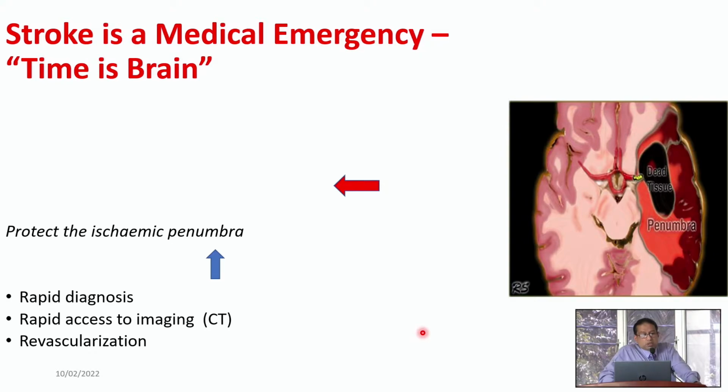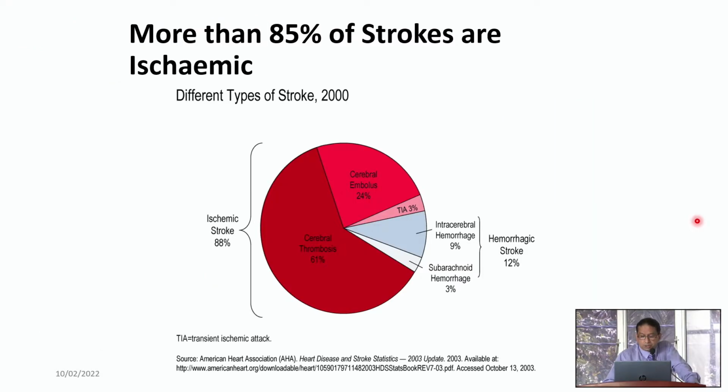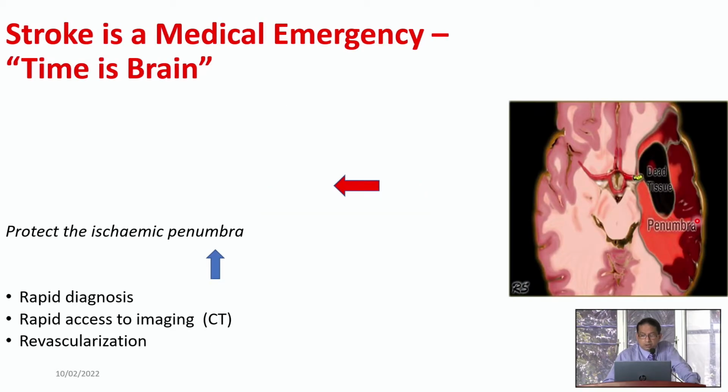So, as we always say, stroke is a medical emergency, and the phrase is that time is brain, because as Dr. Pradeepan showed you on the radiological slides, our aim is to save this ischemic penumbra. So you get the core infarct here in the middle, and you get the surrounding large ischemic penumbra. So this is what we are trying to save by reperfusion treatment. So, sorry, I'll go back to that.